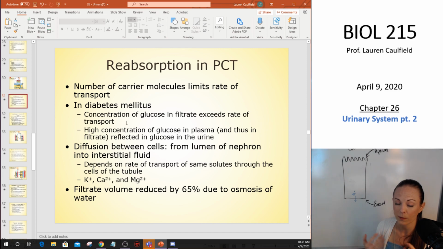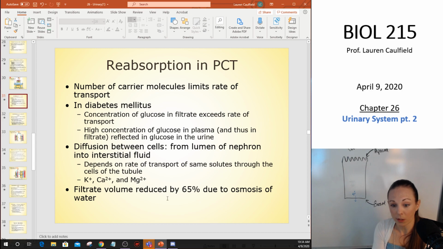Okay, and I think that we had discussed this before. But that is why one of the ways to tell if someone's blood glucose is controlled, or to tell if someone has diabetes mellitus, is to test the urine for glucose. The reason for glucose in the urine is because there's so much in the blood plasma, there's so much being spilled into the filtrate that we just can't pick it back up.